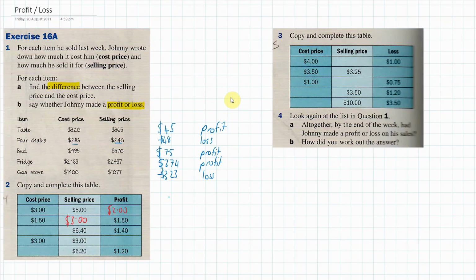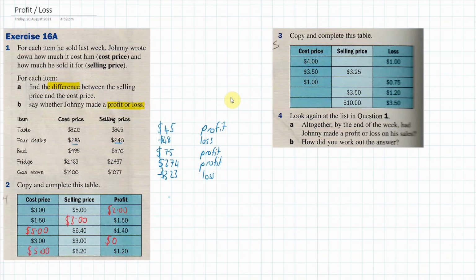And the next one, we know the profit is $1.40 and he sold it for $6.40, so that means if we go $6.40 take away $1.40, then his cost price must be $5. If he sells it for the same as his cost price, that's a profit of $0. The next one, if we want to find the cost price, we take the selling price, subtract the profit, and that should give us a $5.